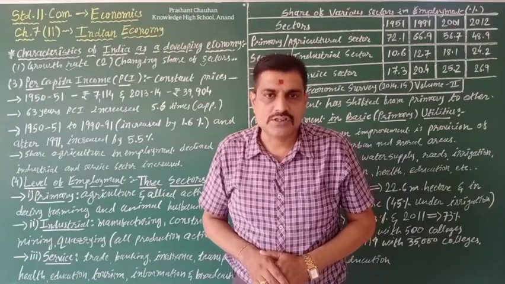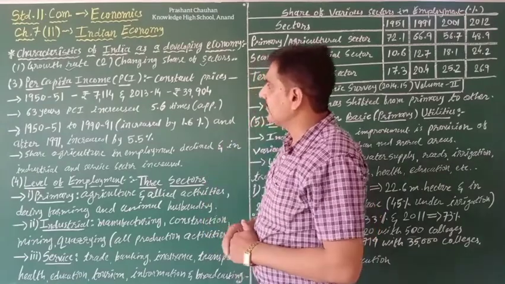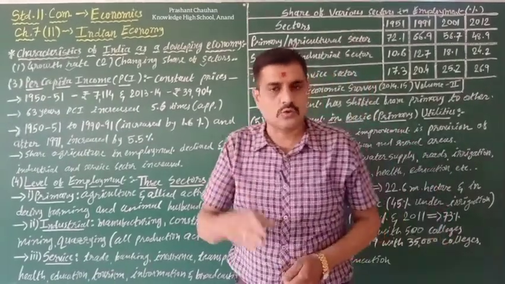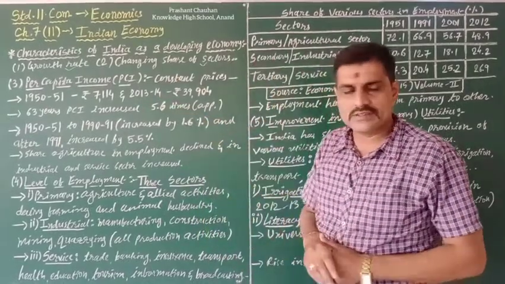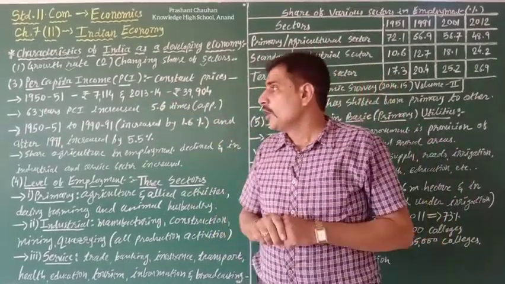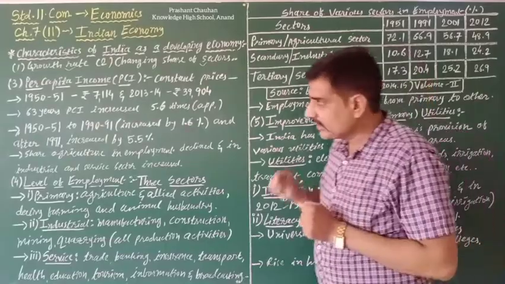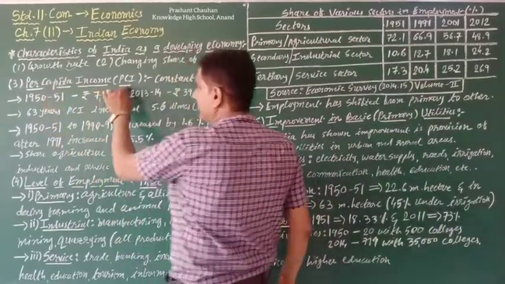Under that, the national income, that is the particular point, and also employment. In these 2 points we discussed with this schedule, our table. After this one, the third one, that is the per capita income, that is PCI.